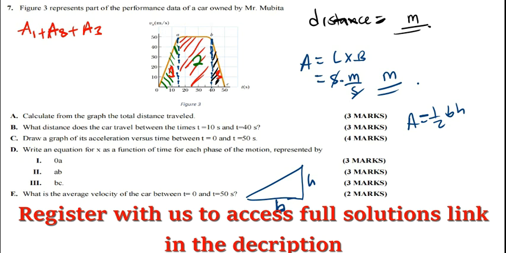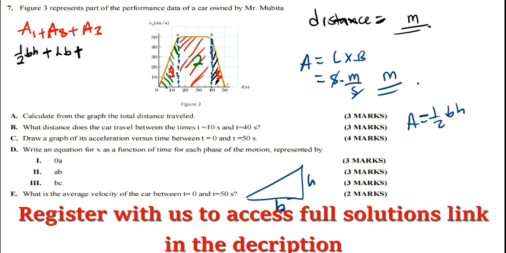Now, how do we find the area? So area 1 is basically the triangle. So triangle is always half BH. Okay? So plus, what is area 2? Area 2 is basically L times B.